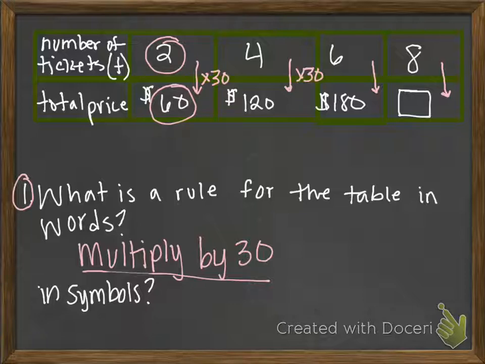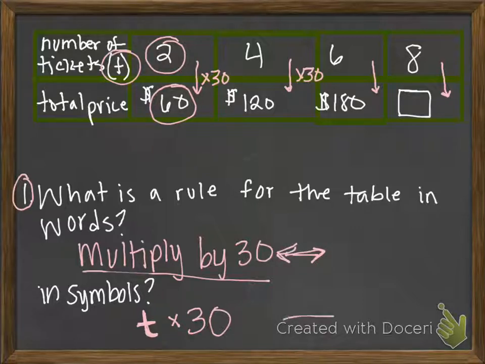Now in symbols, how could I write my rule? Let's make this T instead of S for starting number. Let's put T for tickets, or for Taylor Swift tickets for Cade. And we have to multiply by 30. So your rule is either written out in words like this, or it is in symbols written out like this.